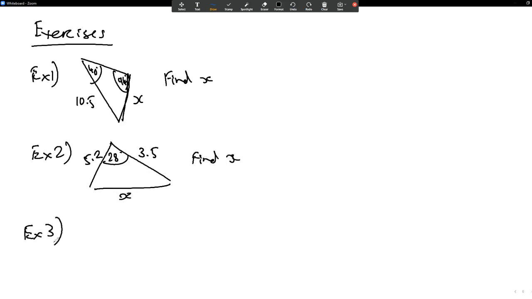And final exercise. This is 1, 2, 3. Oh, wait, sorry, my bad. This is 25. And this is 10. 7. Find area. Okay.